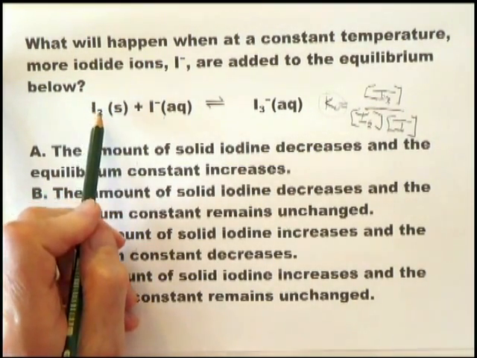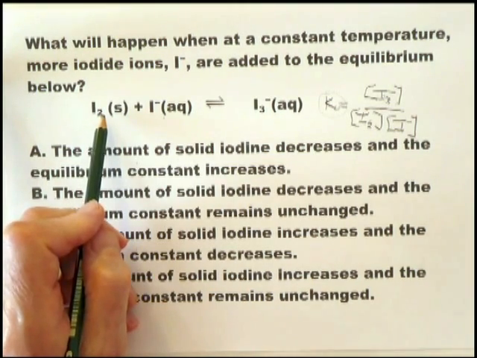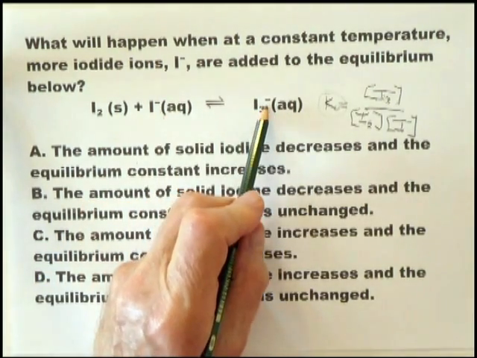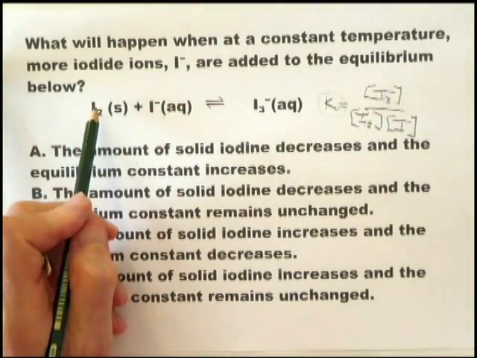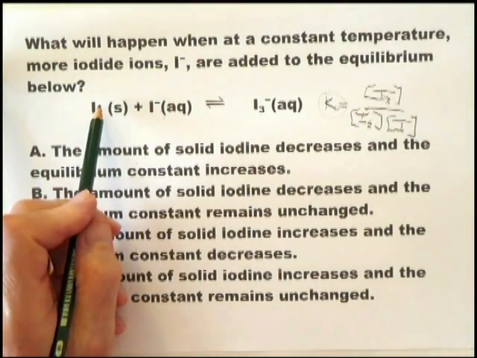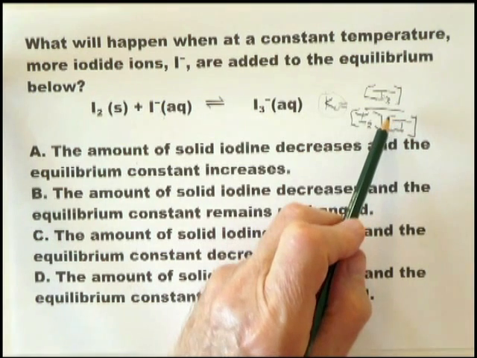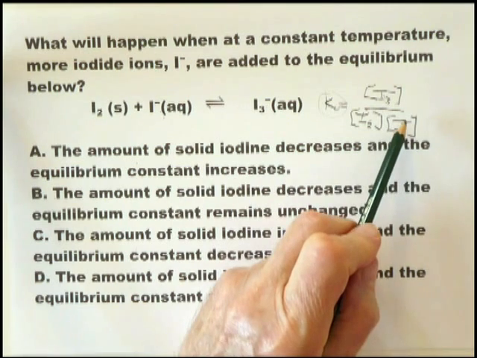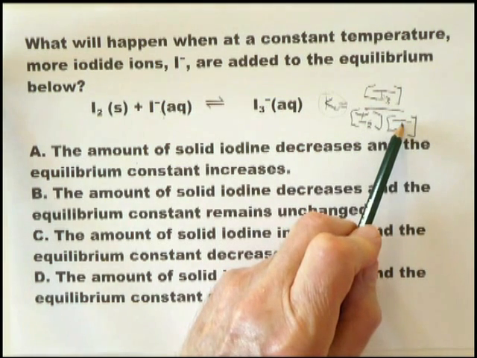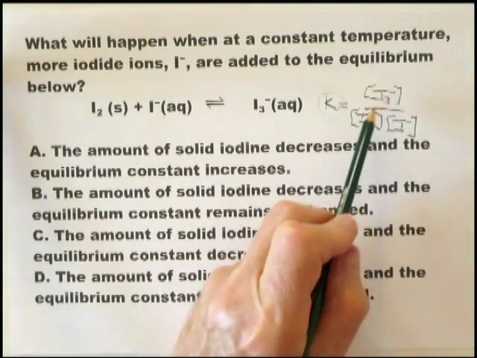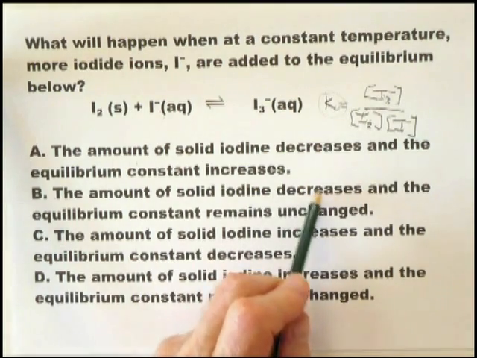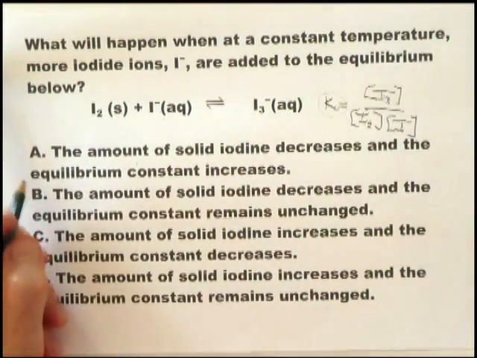So you can look at this either from a chemical point of view. You add iodide, it increases the amount of that, therefore this must decrease. Or you look at it from a mathematical point of view and you say you add iodide, so increasing this, therefore that increases and that decreases. The amount of solid iodine decreases and the equilibrium constant remains unchanged.